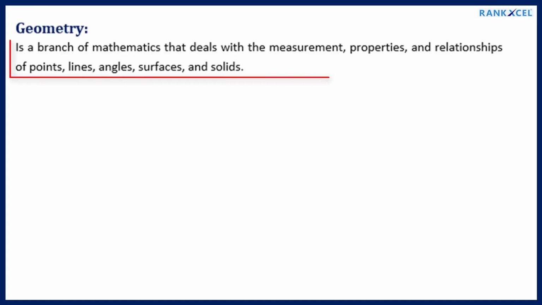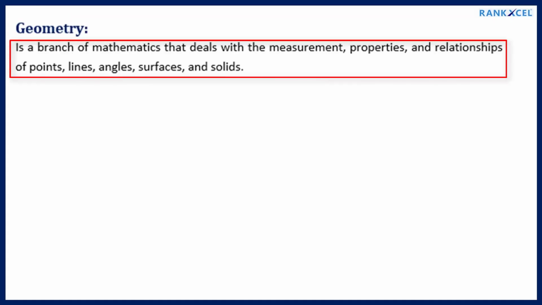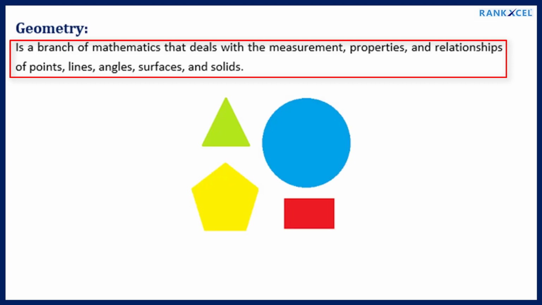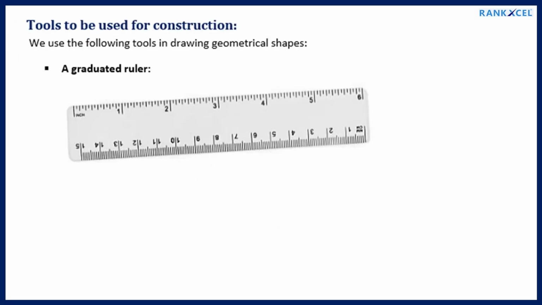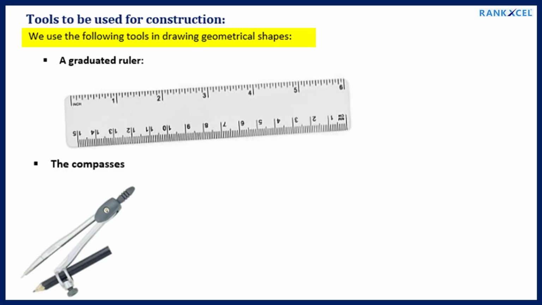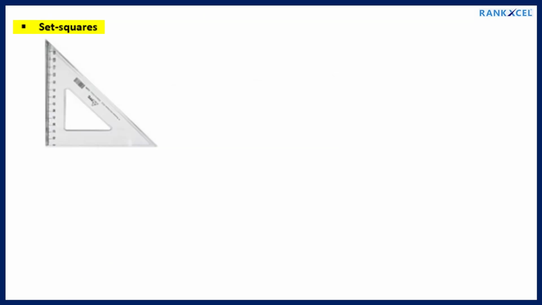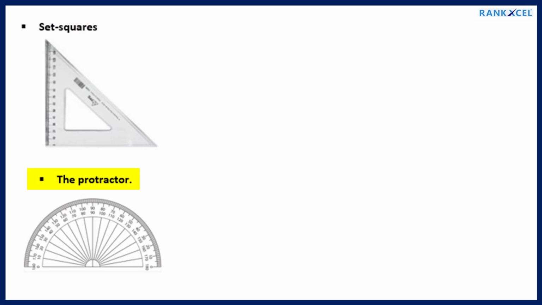Geometry is a branch of mathematics that deals with the measurement, properties, and relationships of points, lines, angles, surfaces, and solids. Tools to be used for construction: we use the following tools in drawing geometrical shapes: a graduated ruler, the compasses, set squares, and the protractor.